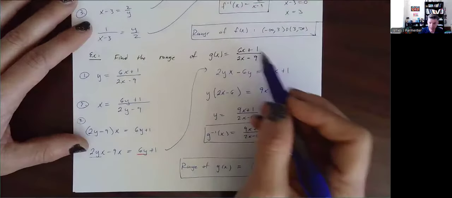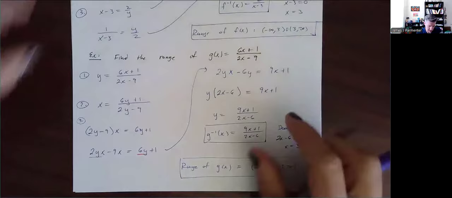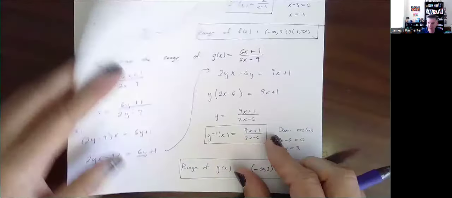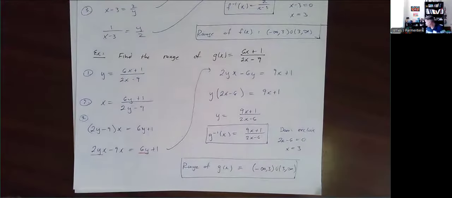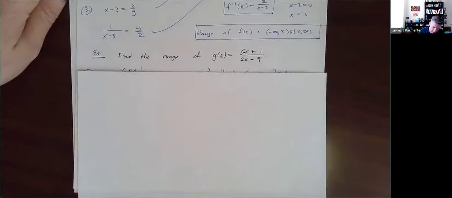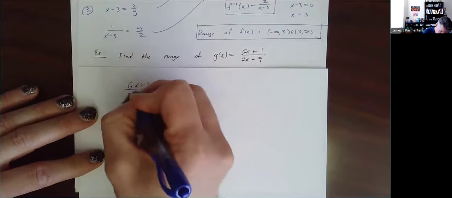I will point out, if you try to set this equal to 3 and solve it, you will get no solution. And it's kind of neat to see. Do I have enough room here? Not really. So let's do it again. Let me grab your stick real quick. So I think it is worth seeing just so you can kind of be like, oh yeah, 3 really isn't in the range. So we set g of x, which is 6x plus 1 over 2x minus 9, equal to 3.